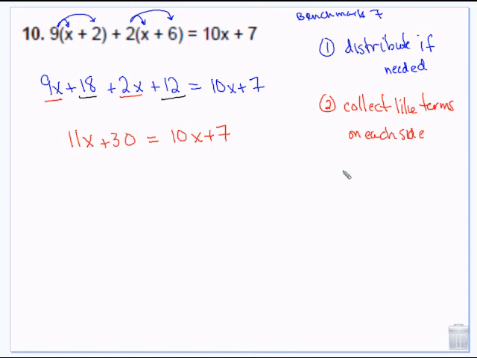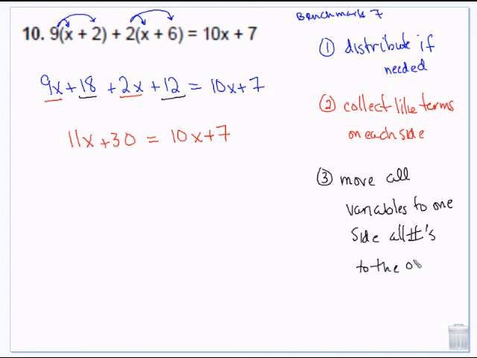Okay. The next thing I want to do is I want to move things. I'm going to add or subtract to move all my variables to one side and all my numbers to the other. So I'm going to move this 10x over here. So I'm going to subtract 10x from both sides.